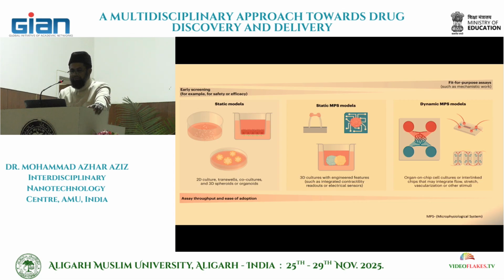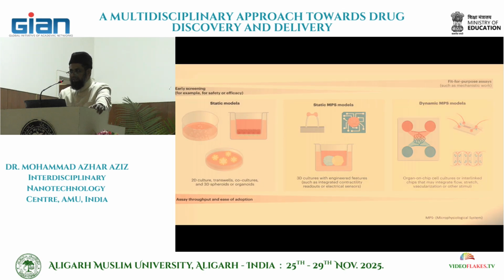And you can also have dynamic MPS models, which is now said as organ on a chip. So you can have mimicking of an organ. An organ has got multiple entities. There are many kinds of cells, and many kinds of blood supply in it. All of that you can put on a chip at a micro scale, and that can be used as a model for testing your drug. So this is the one that can be used for assays, assay development for our lead molecule.